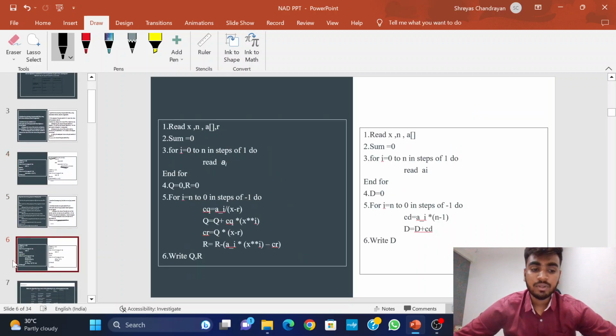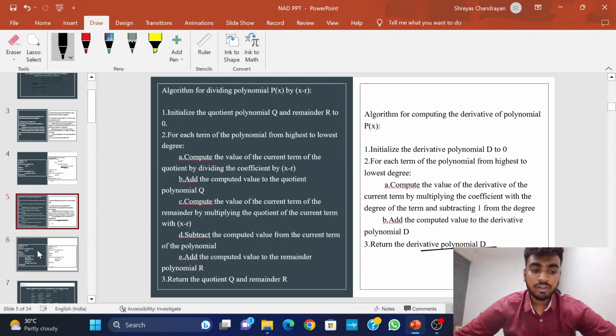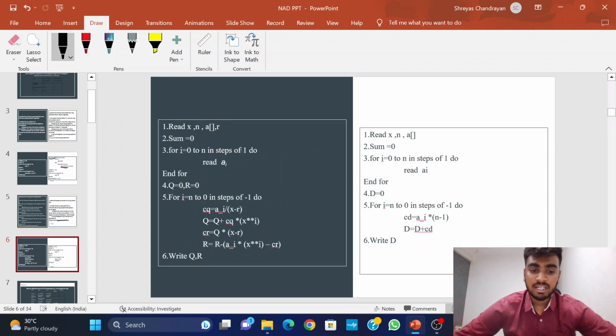Here is a program for dividing polynomial P(x) by x minus r. Here, firstly, we have to read x, n, array a, and r. Initialize sum as 0, for i equal to 0 to n in steps of 1, read a_i. And set q equal to 0 and r equal to 0. Here q is the quotient and r is the remainder.